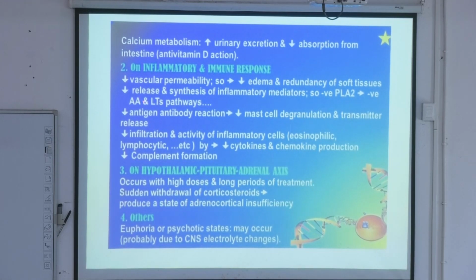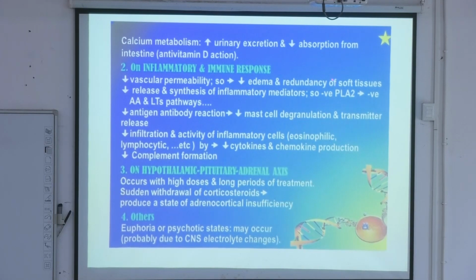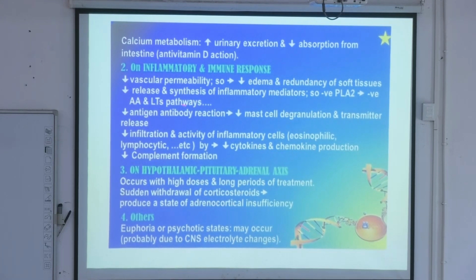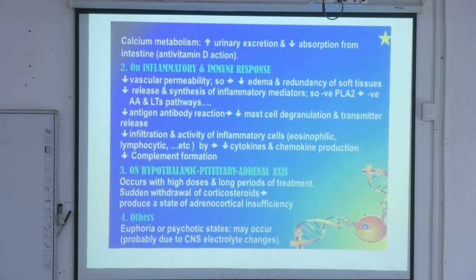They also reduce the release and synthesis of inflammatory mediators. I told you, they reduce the production of inflammatory mediators. PLA2, I discussed this, and the arachidonic acid and leukotriene pathways. Arachidonic acid and leukotriene pathways are two important pathways by which inflammatory mediators are produced. So glucocorticoids inhibit those inflammatory pathways, reduce edema, reduce various inflammatory mediators, and thus reduce these important inflammatory pathways.